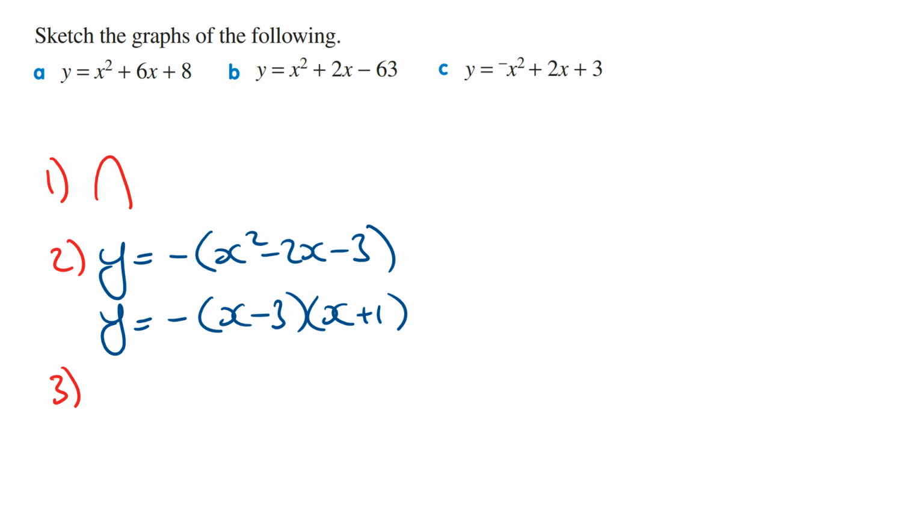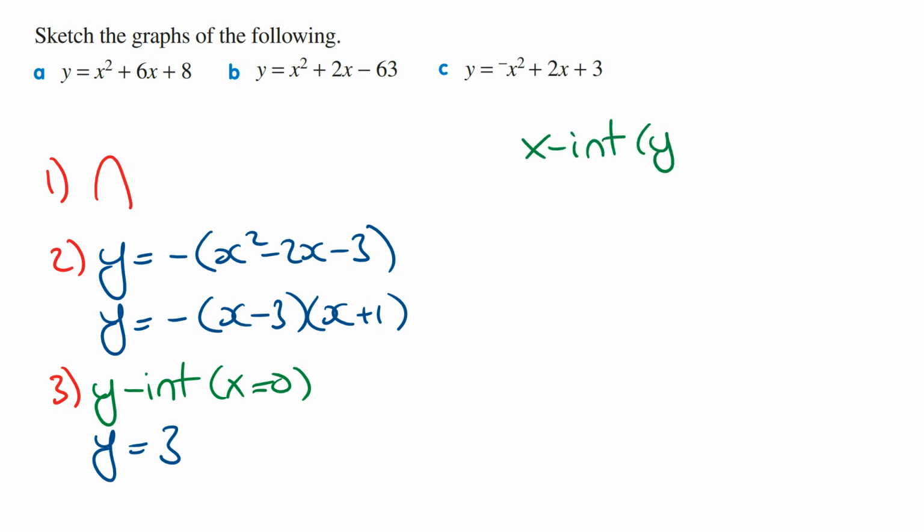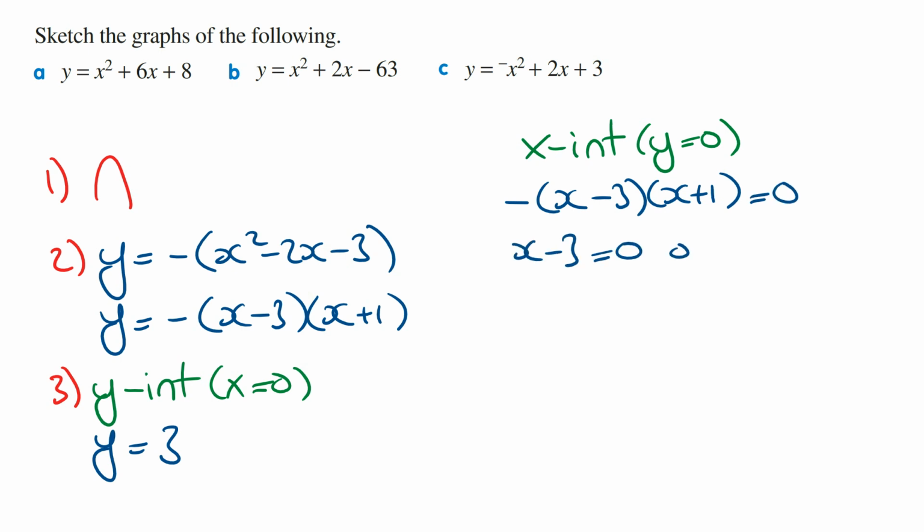Then we want to work out the x and y intercepts. For the y-intercept, we let x is equal to 0, and so this is just going to be y is equal to 3. For the x-intercept, we let y is equal to 0 and then solve for x. And so using the factored form, minus x minus 3 times x plus 1 is going to equal 0. And so this means that x minus 3 is equal to 0, or x plus 1 is going to equal 0. Solving, x is equal to 3, or x is equal to minus 1. And so the x-intercepts are going to be at 3 and at minus 1.